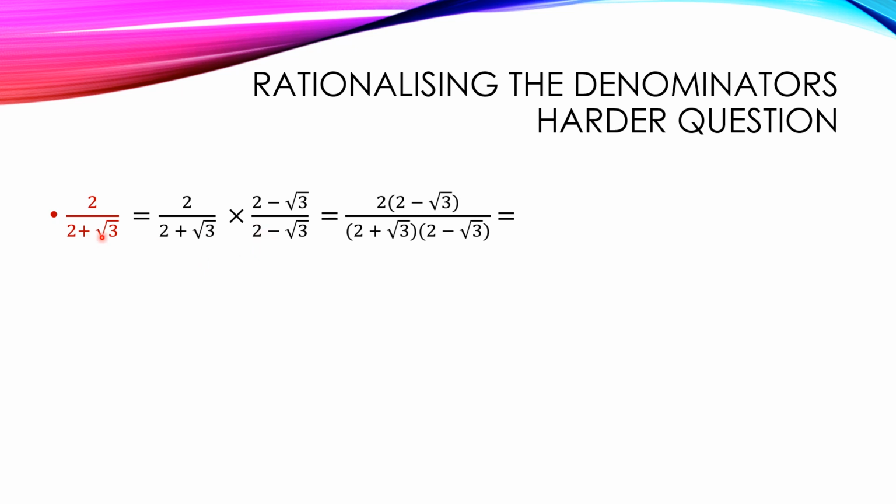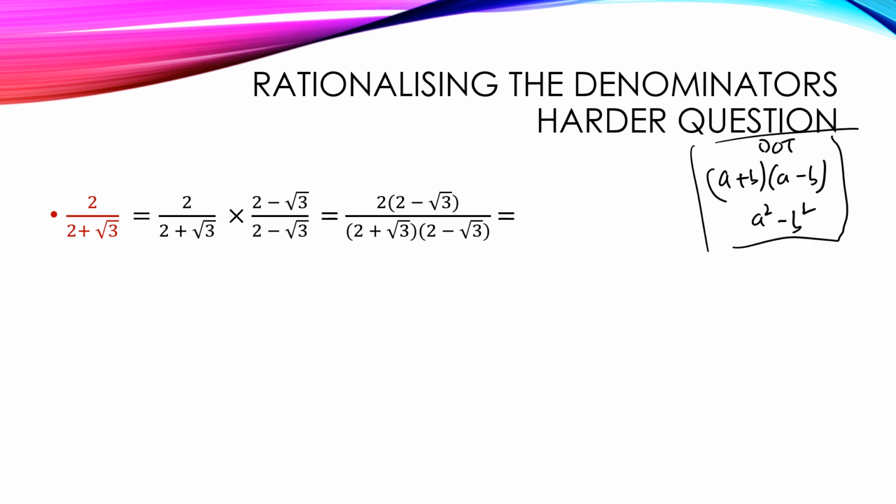You multiply the same number at the top and the bottom, but rather than using the positive sign, you change the sign to the negative sign: 2 minus square root of 3. The reason you use this is because 2 plus square root of 3 and 2 minus square root of 3 form the difference of two squares. If you remember your difference of two squares, a plus b times a minus b is equal to a squared minus b squared. So we basically use the same rule here.